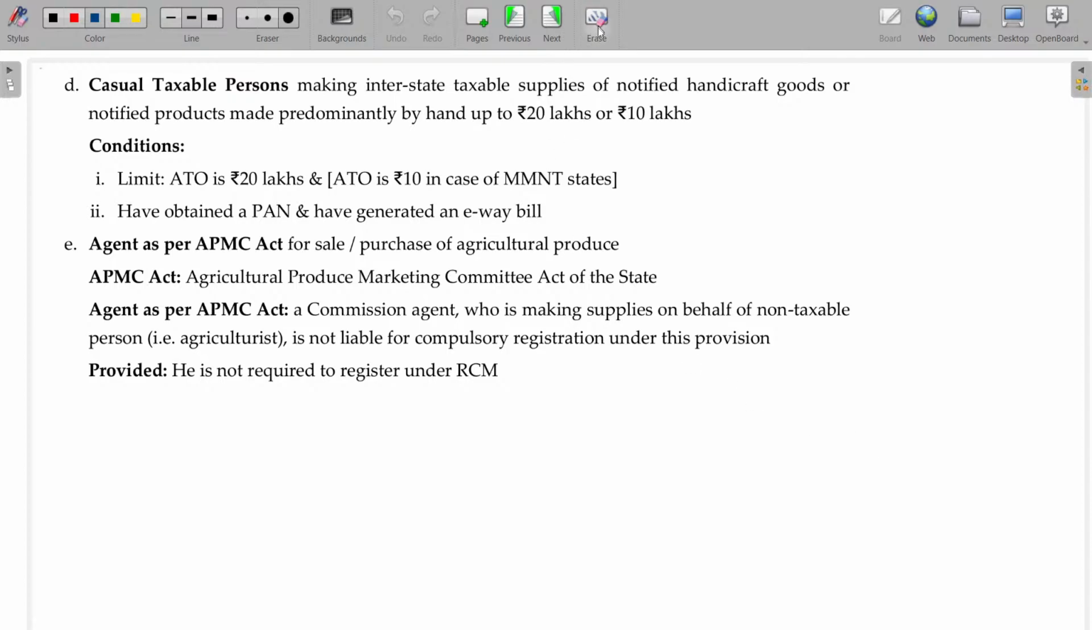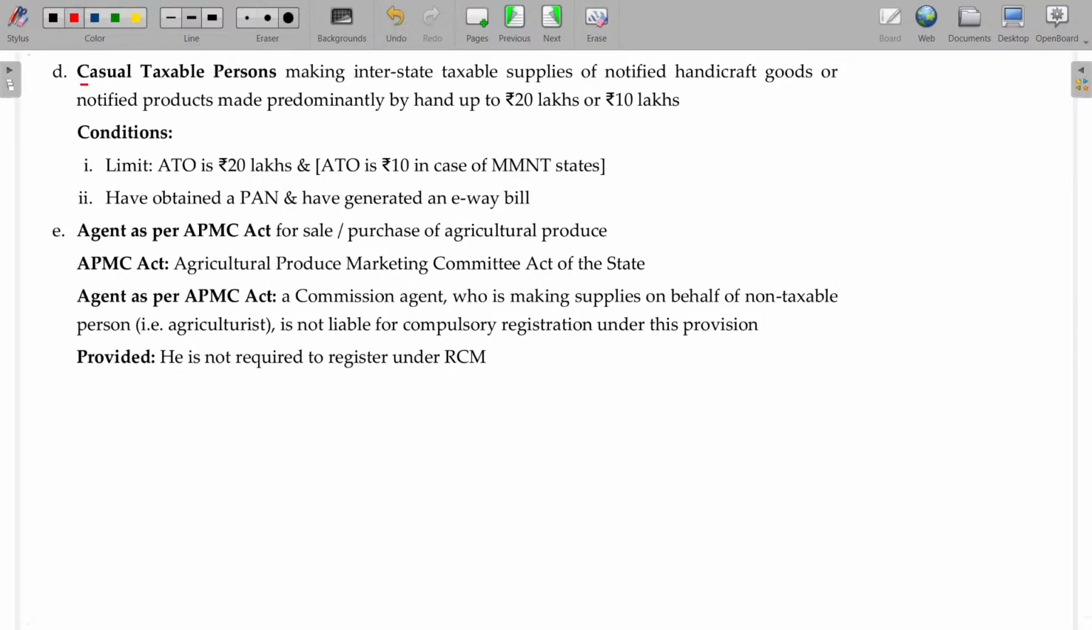Now, in case I am a casual taxable person, then for notified handicraft goods or notified products made predominantly by hand up to this limit, 20 lakhs and 10 lakhs, of course, I need to fulfill the conditions. I need to have the PAN and aggregate turnover should be within 10 lakhs or 20 lakhs. Now, agent should compulsorily register, as per section 24.